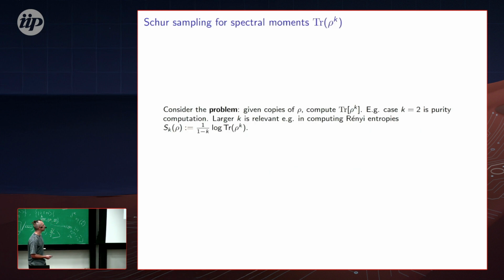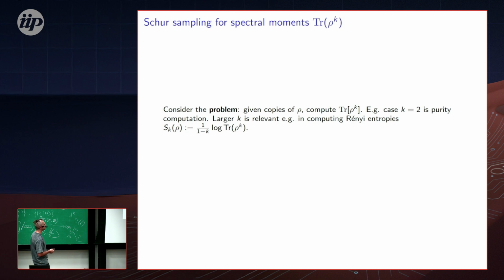So here comes a problem that you can solve with Schur sampling. Given copies of rho, you want to compute the trace of rho to the k. If k equals 2, this is, for example, the purity of rho. Of course, you can do a swap test, right? And in fact, in a sense, a swap test can be interpreted as literally Schur sampling.